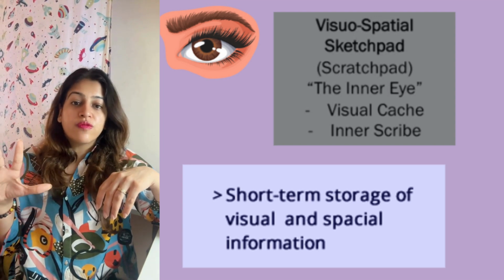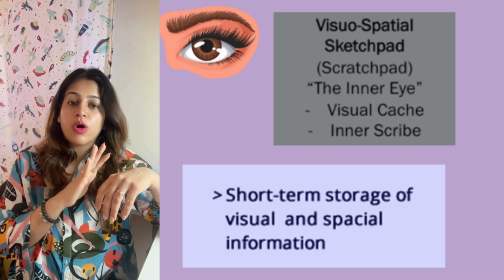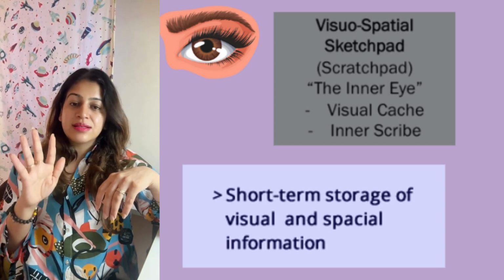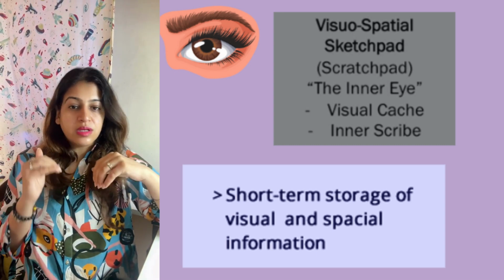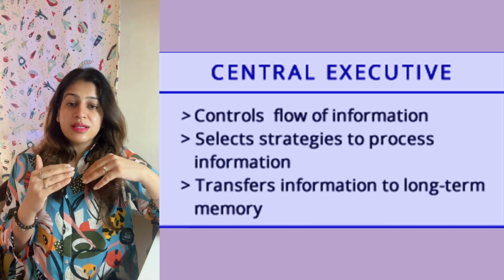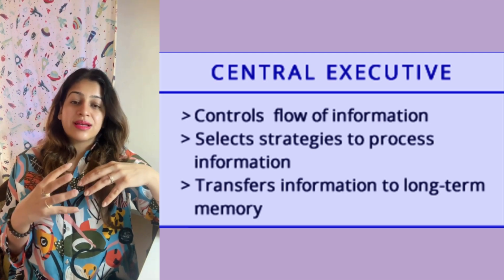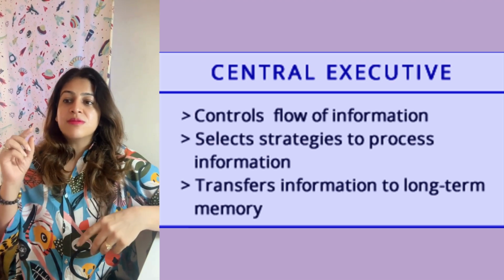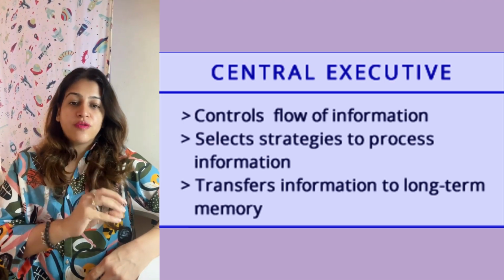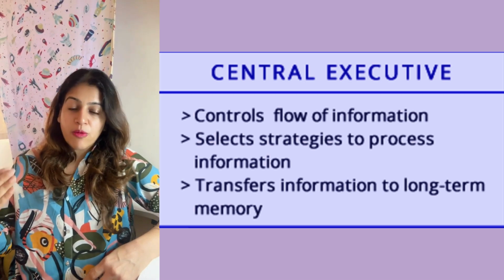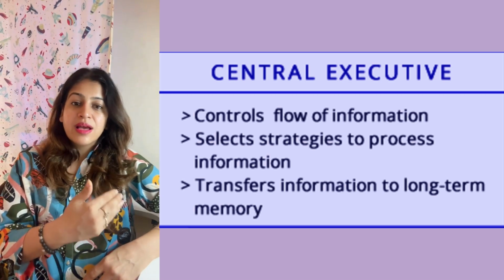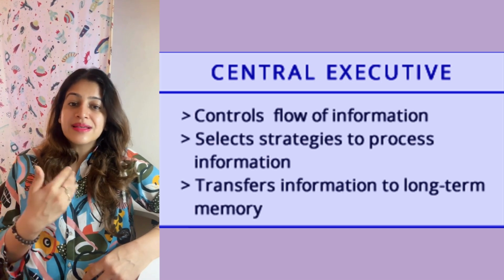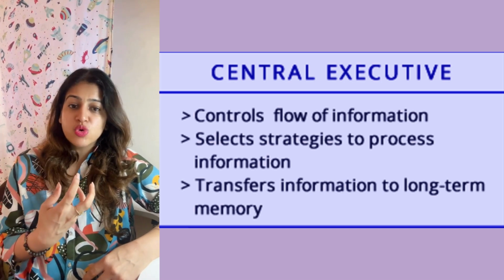Everything that is in your visual, in your spatial ability, or you are seeing things, that comes under your vision, that comes under this. Then third is the central executive. What is central executive? Central executive is like a supervisor, like a manager that manages and supervises which information is going where, and from there where it will go next. So the central executive is the manager, the supervisor.